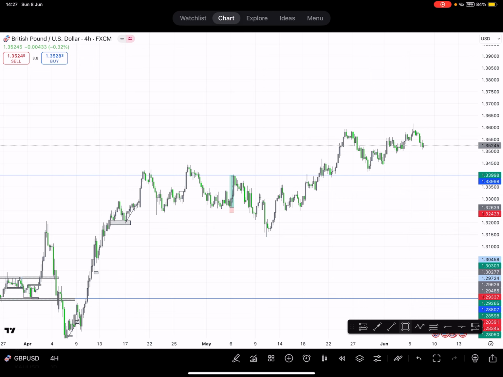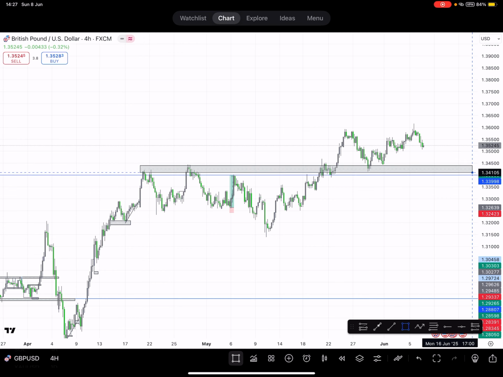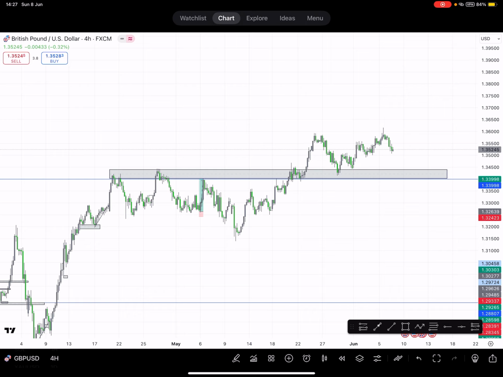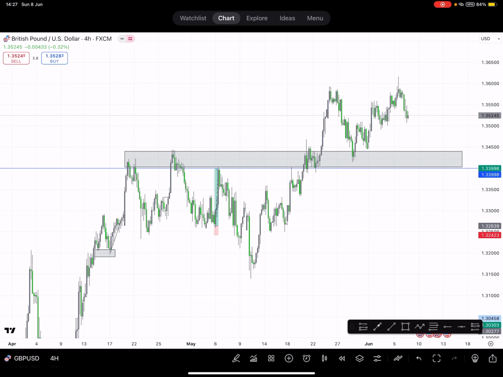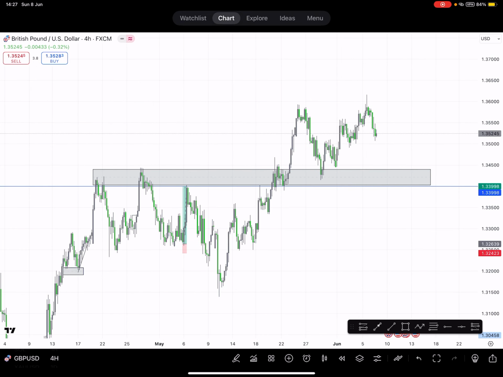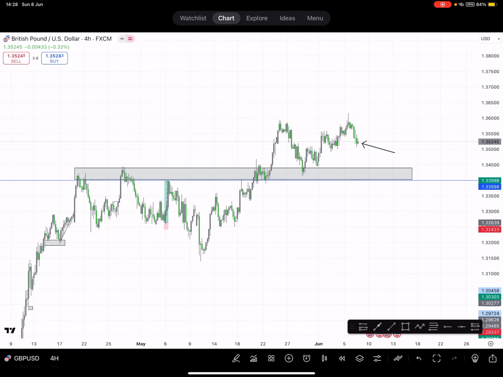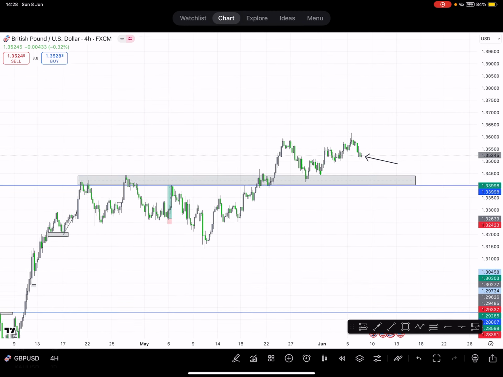So now, this is what I see. This is a previous high from last week. I'm an SMC trader. As you can see, this is what price is doing, and this is where price stopped. Price stopped here at this point.